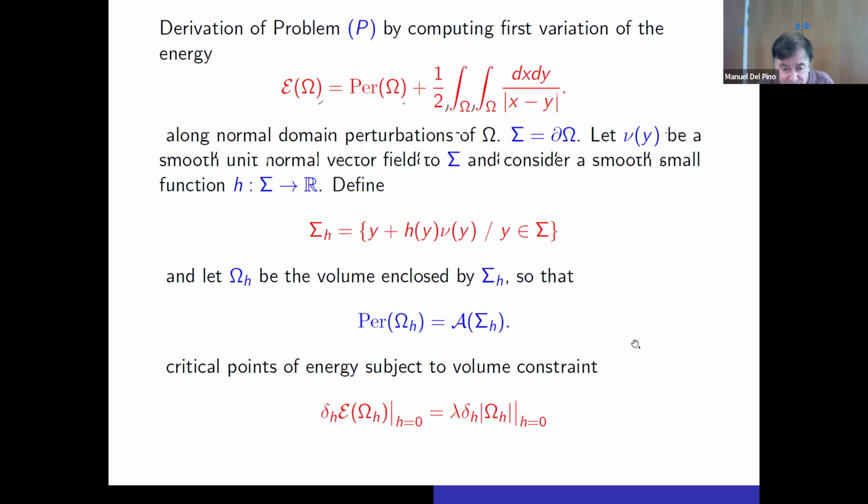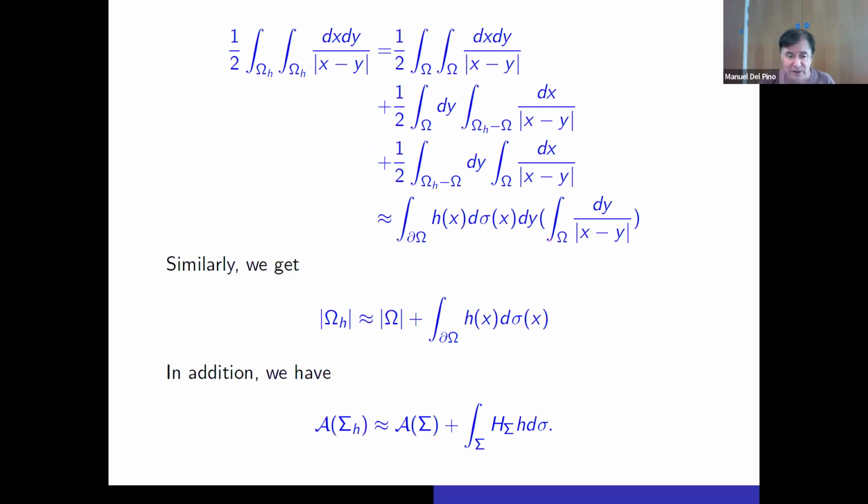Now, critical points of the energy subject to the volume constraint are characterized by the Lagrange multiplier rule, a relation like this. The derivative of the energy along perturbations h of the region omega, these normal graphs, evaluated at h equal to 0, is going to be lambda, some Lagrange multiplier, times the first variation of the volume itself at h equal to 0. You may wonder, how is this connected with the equation I showed you before for the boundary of omega? I will quickly review that.